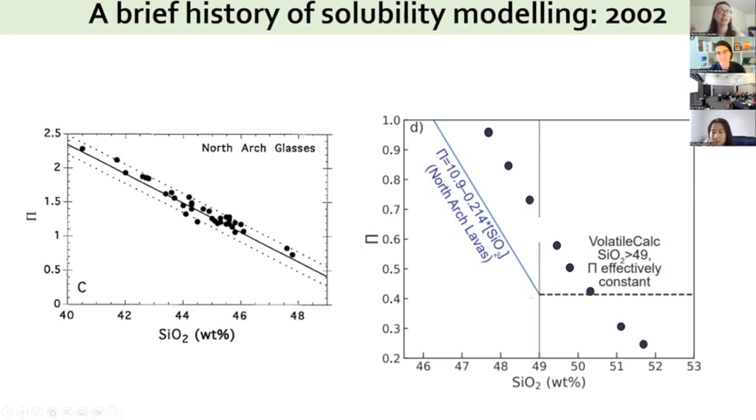So the spreadsheet doesn't allow you to enter a silica content more than 49. It will basically use the pi value for 49% silica. So if you have melt inclusions between 49 and 53 weight % silica, the model isn't using any change in those melt compositions. It's having to use a fixed CO2 solubility. So this is worth understanding as a limitation of this model.